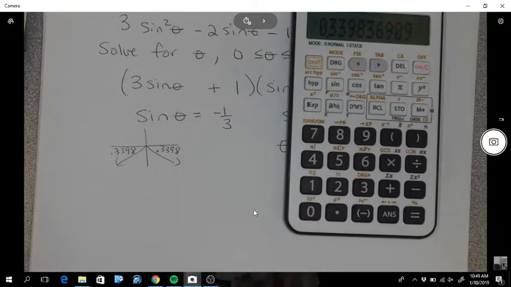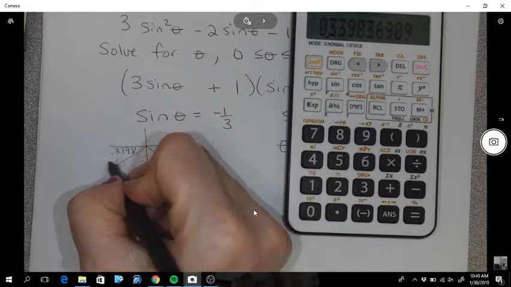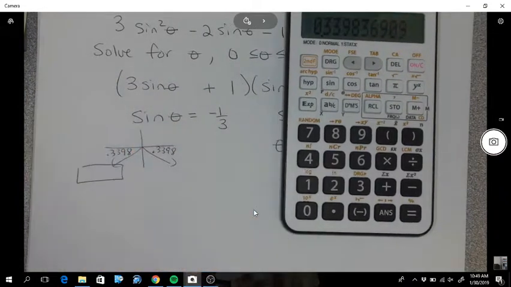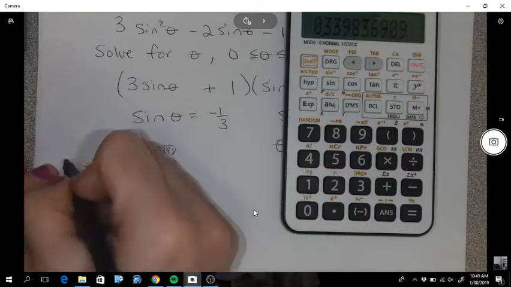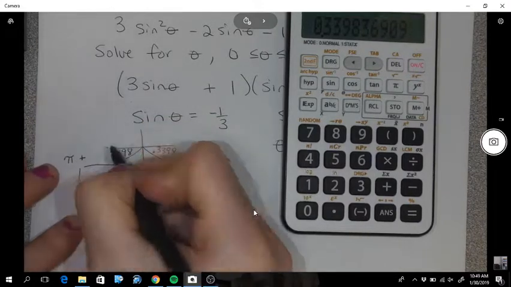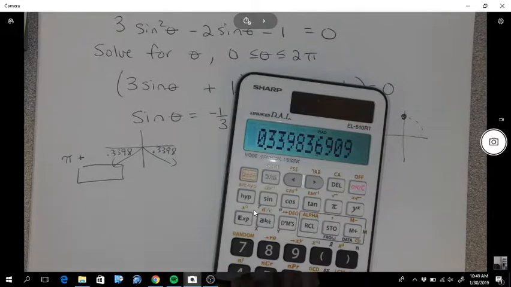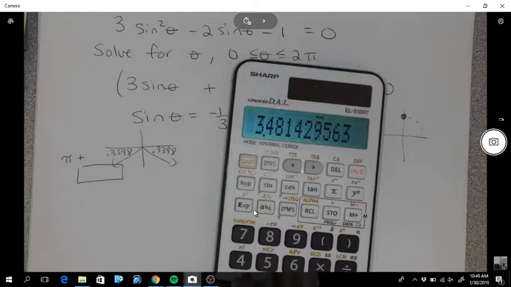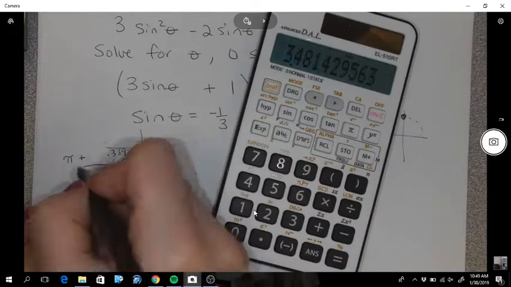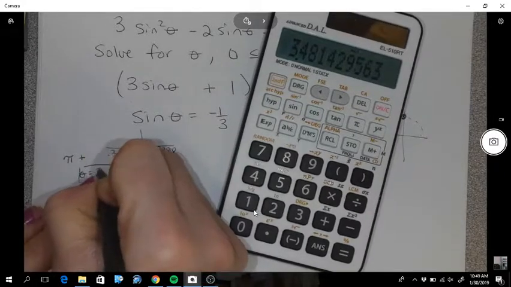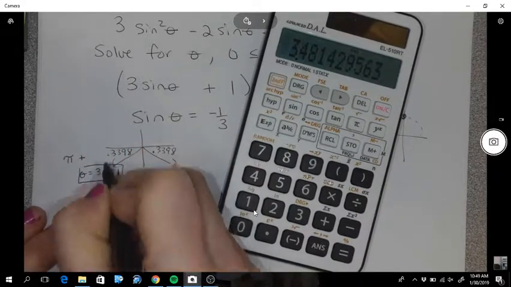Okay, so how do we find the measurement of where this ends up? You're going to have to do pi plus 0.3398. Okay, so I'm going to add pi onto that. So that answer is 3.481 radians.